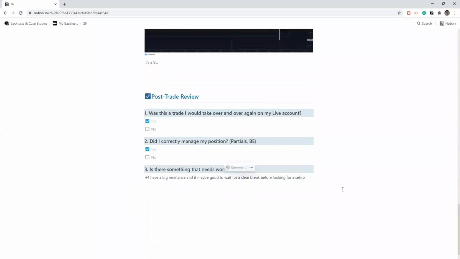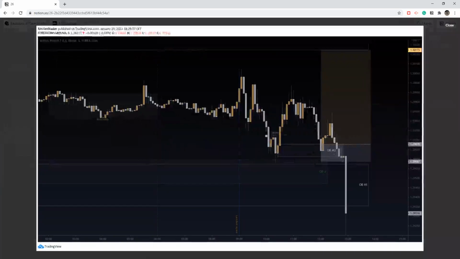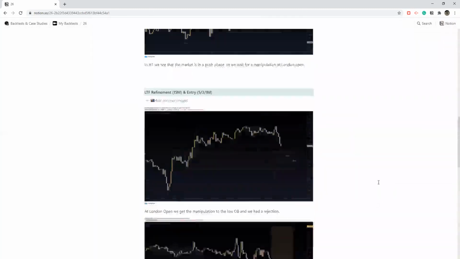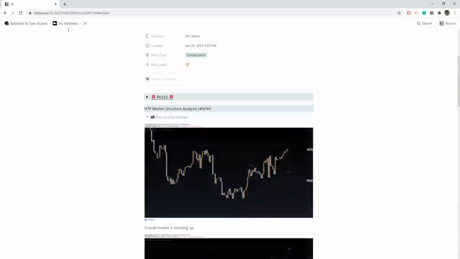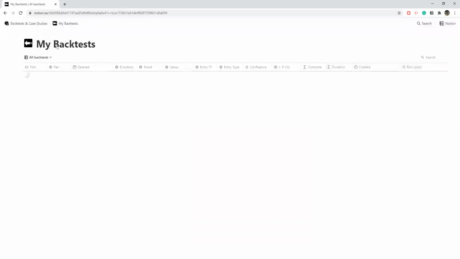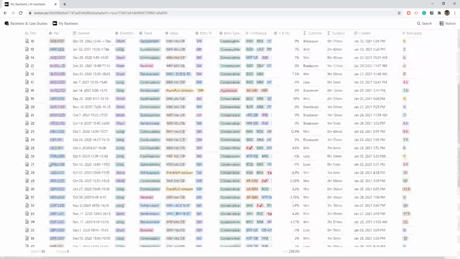Clear break before looking for a setup. The break on the 3 minute was actually good. You have a push, pullback, and then another push to the upside to confirm the break. So I think that is good. Maybe it was a little bit too high to be looking for longs already. Maybe the best place to look for longs would be right there, and maybe this is where the market was reaching for. But let's not stress on one loss. It's absolutely perfectly fine.